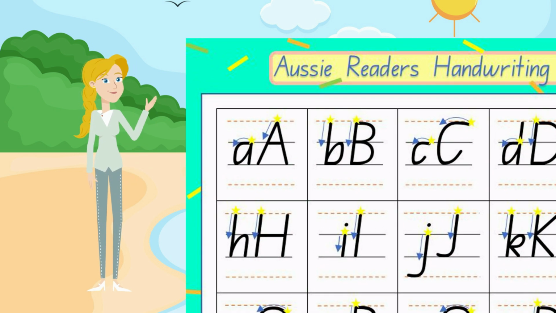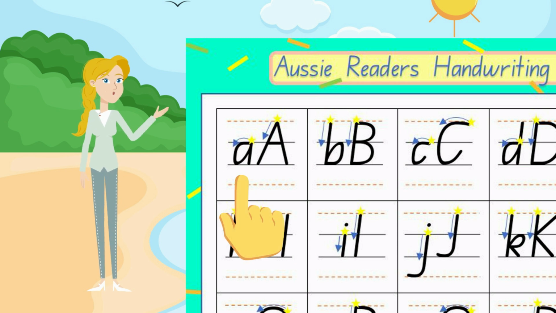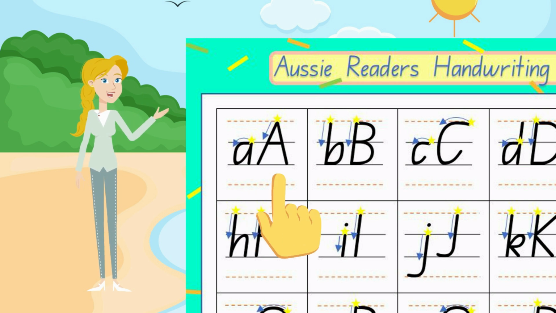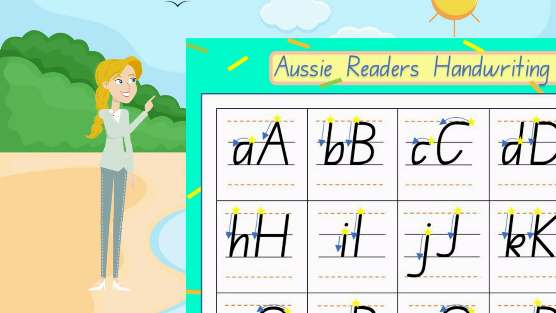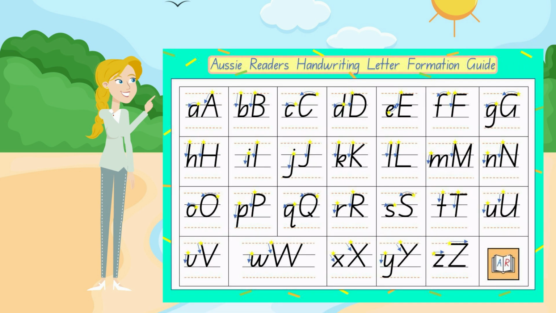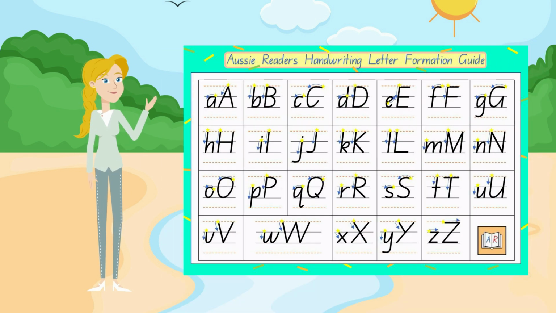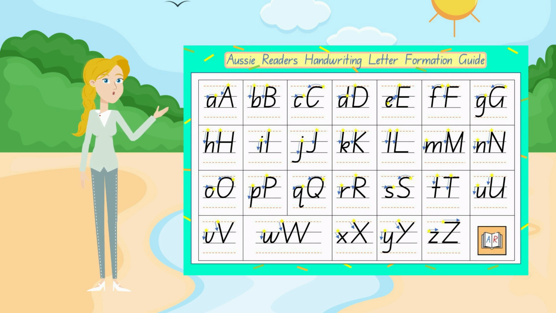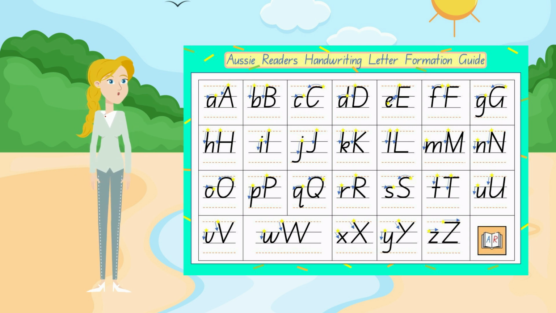Every letter of the alphabet has two representations, a lowercase letter and a capital letter. The alphabet needs to be in a special order. It's called alphabetical order, and this sheet has placed all the letters in the correct order. There is a song we can learn to help us remember the correct order of the alphabet.